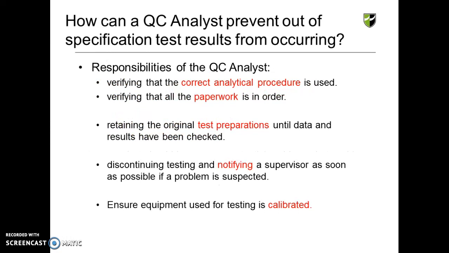How can a QC analyst prevent out-of-specification test results from occurring? Responsibilities of the QC analyst: verifying that the correct analytical procedure is used, verifying that all the paperwork is in order, retaining the original test preparations until data and results have been checked, discontinuing testing and notifying a supervisor as soon as possible if a problem is suspected. Ensure equipment used for testing is calibrated.